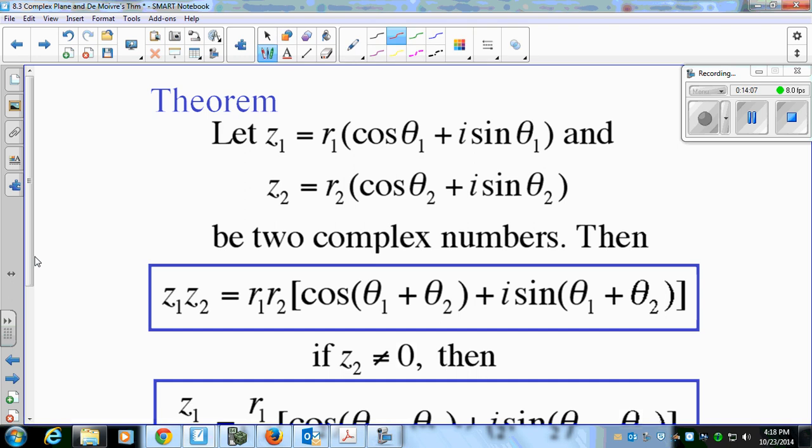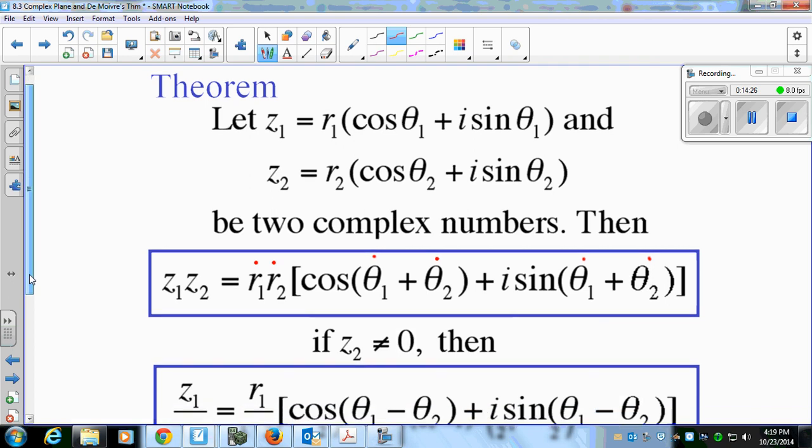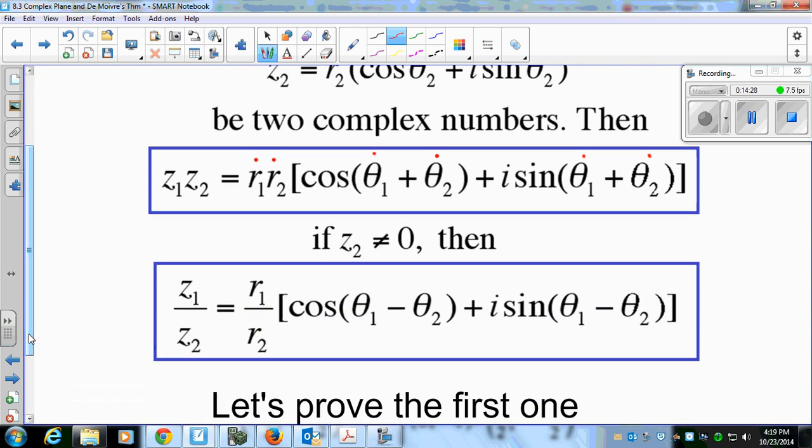Notice that Z1 and Z2, it's just a way of denoting two different complex numbers. To multiply them together, you do R1 times R2, and then it's just cosine, and then you add the angles. Sine, add the angles. Okay, division is not too much of a stretch. Well, you're going to divide your r's, but instead you're going to do theta 1 minus your theta 2, theta 1 minus your theta 2.